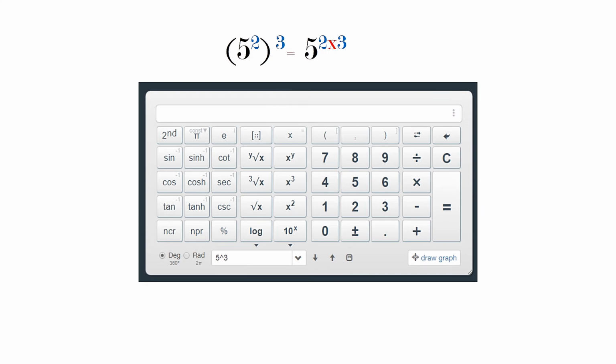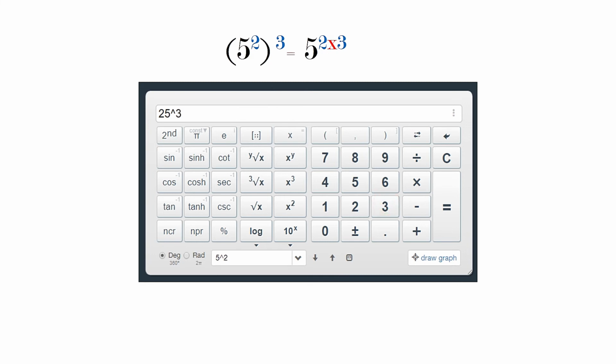a to the power of m, all that raised to the power of n. This can be written as a to the power of m times n. An example will be 5 to the power of 2, and all this to the power of 3. This is the same as 5 to the power of 2 times 3, which equals 5 to the power of 6. If we expand this, or if we check this on the calculator, we have 5 to the power of 2, which is 25.